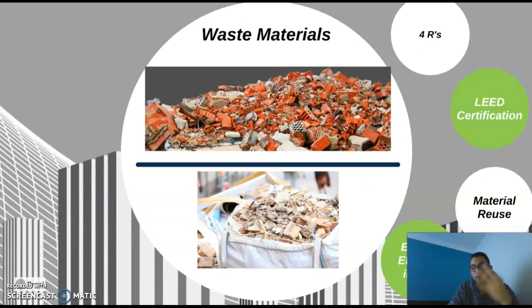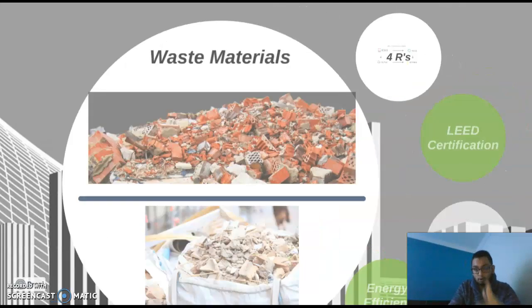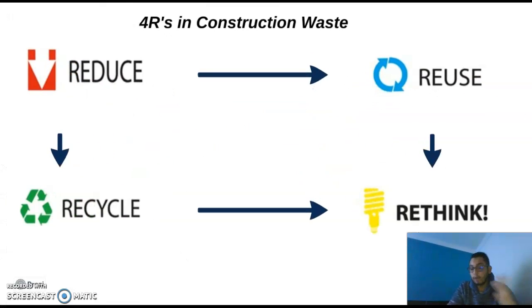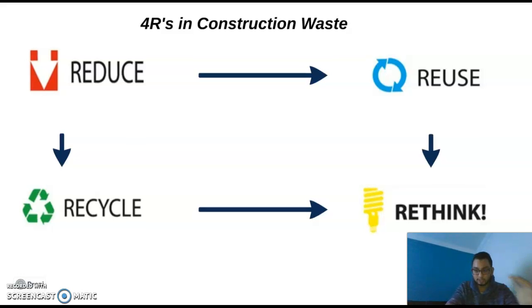So you need to know four components: the four R's, the LEED certification, the material reuse, and the energy in use. The four R's in construction waste can help you to reduce, recycle, reuse, and rethink about what you are going to make with the waste materials from all buildings. So this is the moment to think about new green materials for the construction industry.